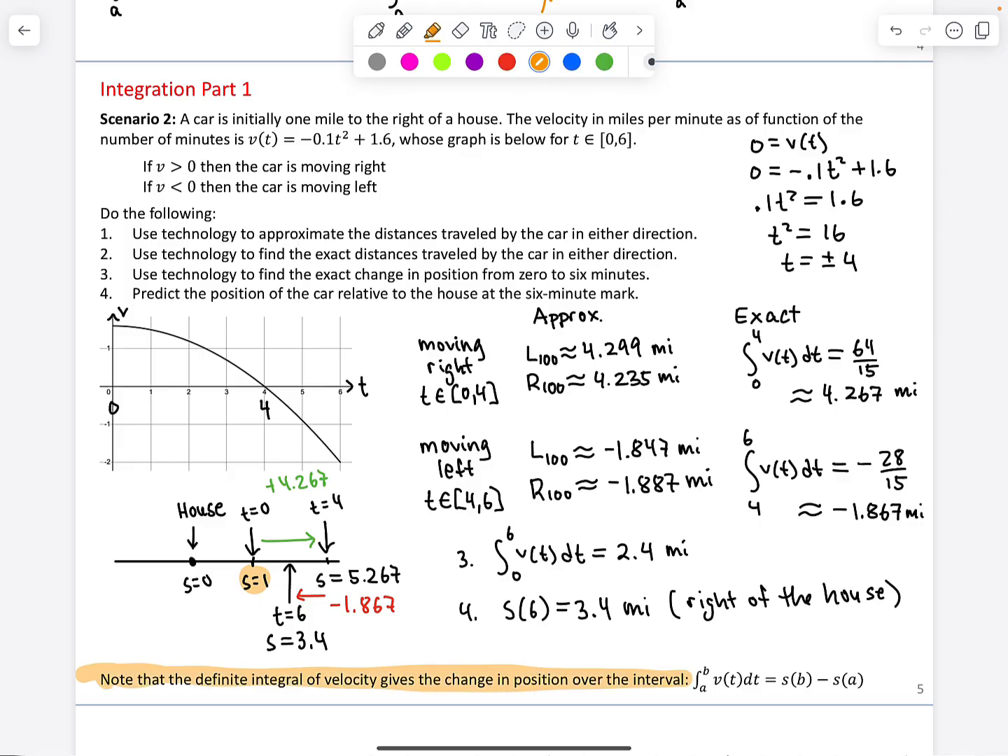Note that the definite integral of velocity gives the change in position over the interval. In other words, when you do a definite integral from A to B of a velocity function, you get a change in position represented by the position at time b minus the position at time a. So we integrate from 0 to 6, we get this change in position, meaning the position at time 6, which is 3.4, minus the position at time 0, which is 1, gives you the 2.4, which is the change in position. In the next lesson, we will explore this relationship a little bit more and then generalize it. But for now, we conclude this introduction lesson on integration.